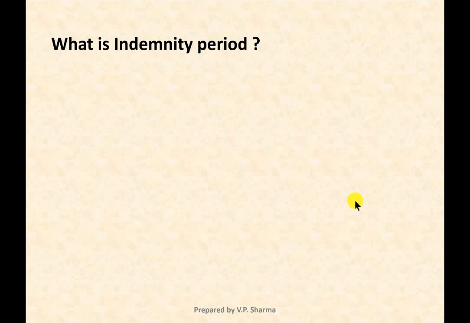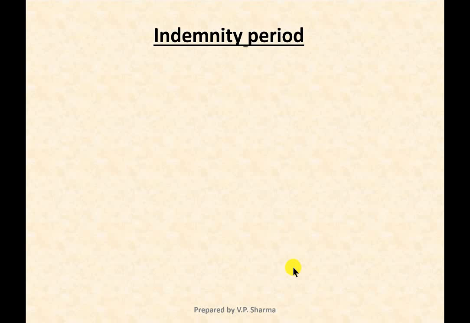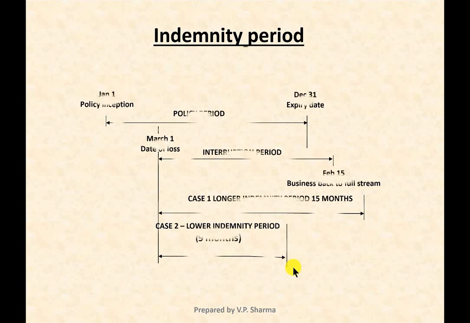And what is indemnity period? It is defined as the period beginning with the date of loss, that is occurrence of damage, and ending not later than 3 months, 6 months, 9 months, some period has to be inserted here before issuing the policy as defined in the policy, or the date when the business resumes pre-accident levels of production, whichever is earlier. That means either this date or the resumption of production at the same levels, whichever is earlier, that is the end of indemnity period.